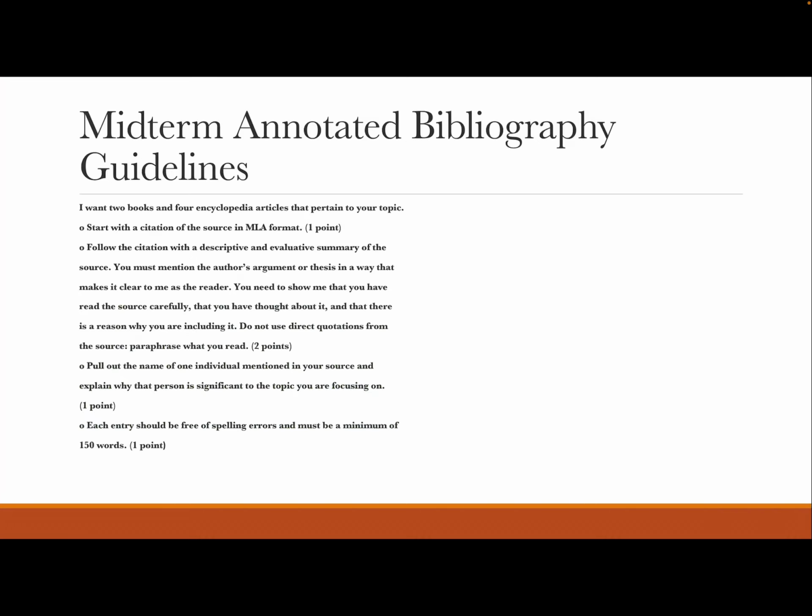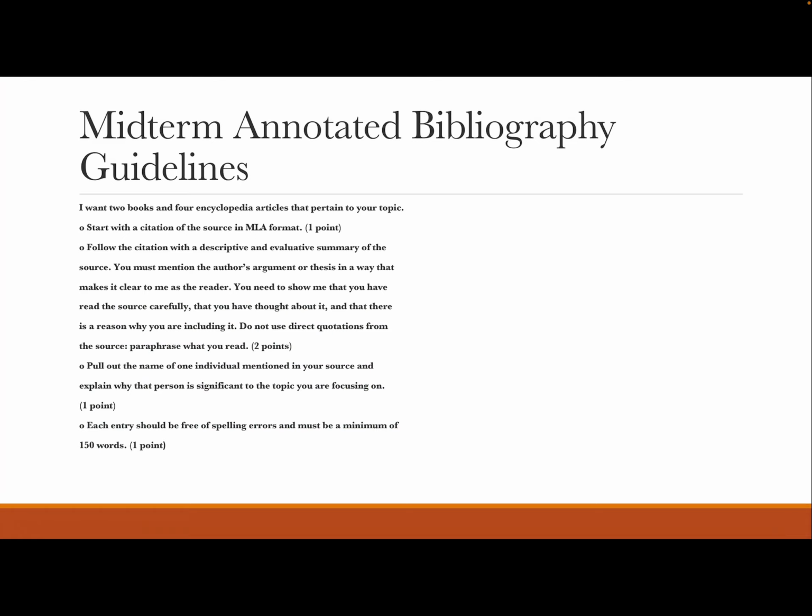So the midterm guidelines are as follows, and you have an attachment of this, but I just want to go over this verbally on video. So again, I want two books and four encyclopedia articles that pertain to your topic for your archival document. And normally, in normal times, the books could be hardcover, they could be electronic. Obviously, in our situation, the hardcovers are not a possibility. So both the books you're going to give me are going to be electronic books.